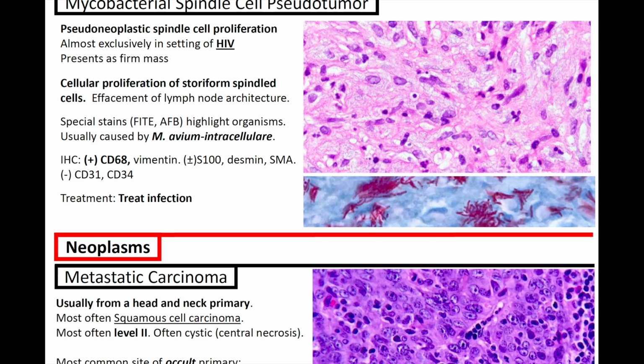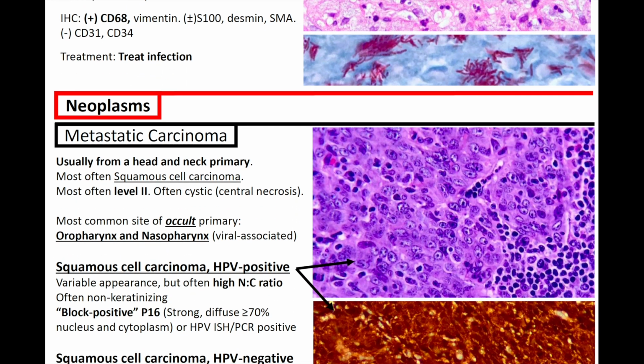And what IHC would you want to get for a mycobacterial spindle cell pseudotumor? Well, that's going to be CD68 positive or vimentin. S100 can be plus minus, desmin, SMA, and CD31 and CD34 are going to be negative. But your money is going to be with your CD68 being positive. And the treatment for this is to just treat the infection.